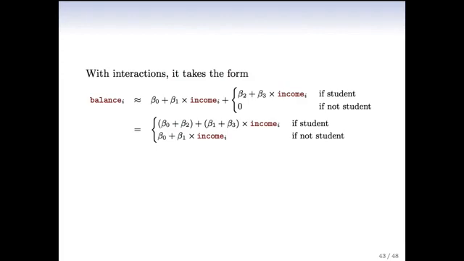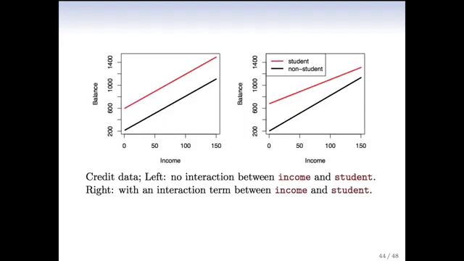With interactions in the model, it takes the following form. But before we study this, let's just look at a picture of these two situations, because that'll make things clear. In the left panel, we've got no interaction, and we see very clearly that there's a common slope for whether you're a student or not, but just the intercept changes. But if you put an interaction between the slope of income and student status, you're going to get both a different intercept and a different slope. And so that makes a really simple explanation in this case.